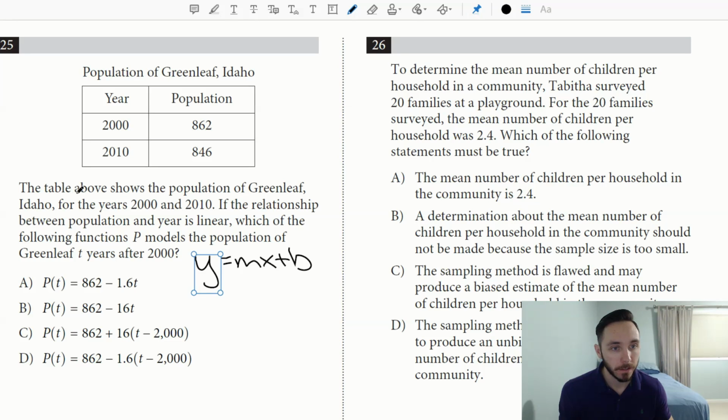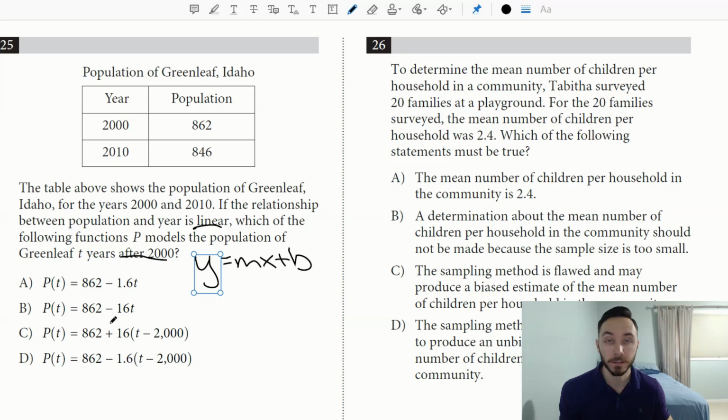Okay. It says the table above shows the population of Greenleaf, Idaho. Oh gosh, this is so boring. For the years 2000 to 2010. If the relationship between the population and the year is linear, okay, so it's just telling you it's a line, which of the following functions P models, so modeling with mathematics, the population of Greenleaf T years after 2000. I like it when it does stuff like this, like after year 2000. Where do I want to start? Obviously, I'm going to have to find the slope, but I want to start with the models here. It's saying T years after 2000.